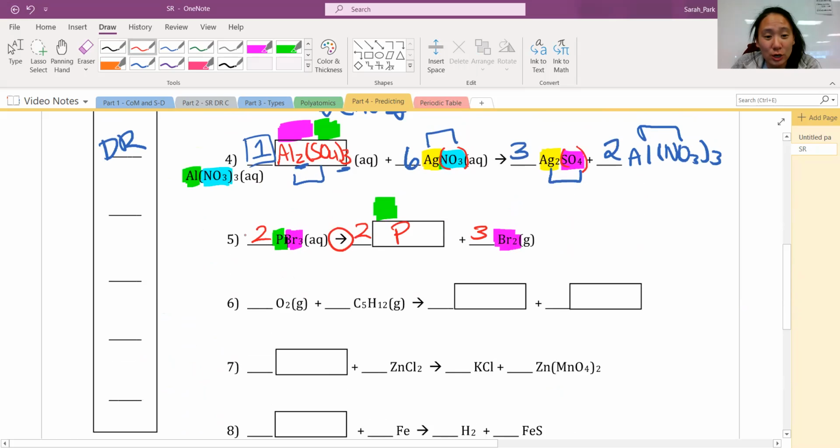You see how you started with just one big compound and it broke apart. You know that's decomposition because it broke apart, right? We'll do more practice in class.